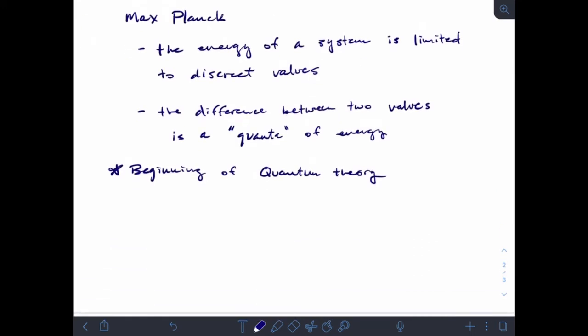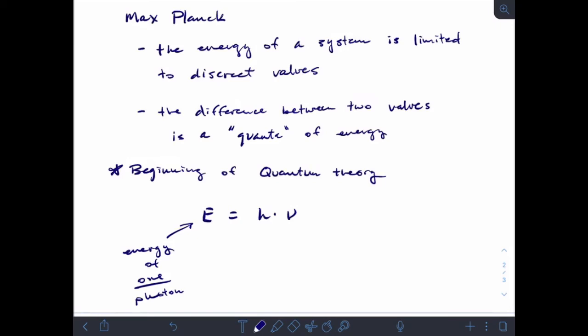Okay, and Max Planck gave us a very important equation. Energy equals h times frequency. Okay, so E is the energy of one photon. And a photon is a packet of light, okay, basically a particle of light.